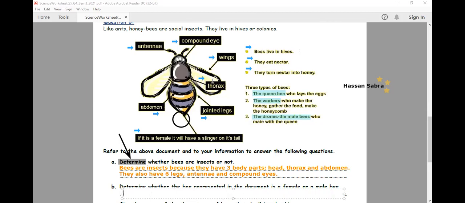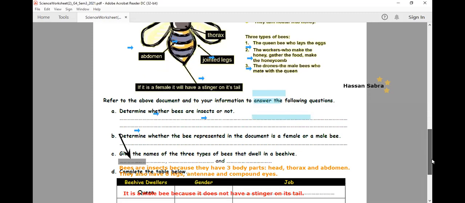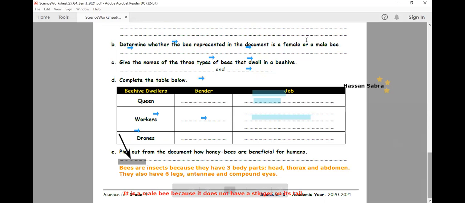Did you hear Nancy's answer? It is a male bee because it does not have a stinger on its tail. If it was a female, you would see a stinger, like a pointed thing on its tail. But this one does not have a stinger, so it is a male bee. This is a drone.